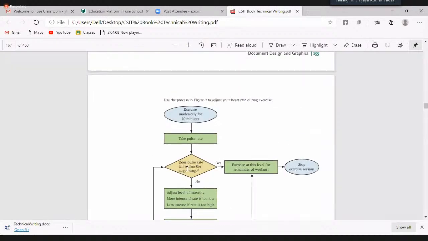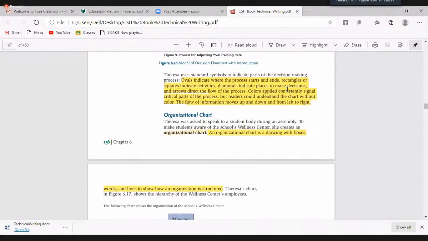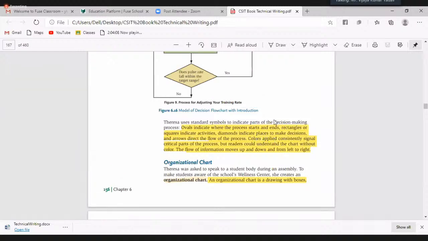Here also, what is given? Does pulse rate fall within the target range? Isn't it? So here, diamonds indicate places to make decisions. Wherever the diamonds are given, whatever words are used in the diamond shape, those indicate places to make decisions, isn't it?